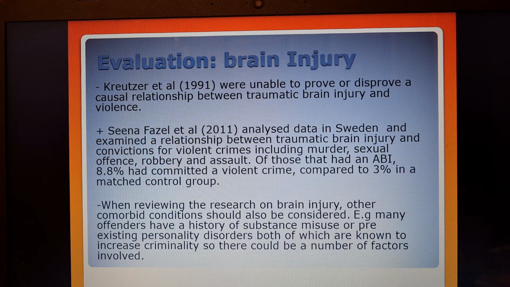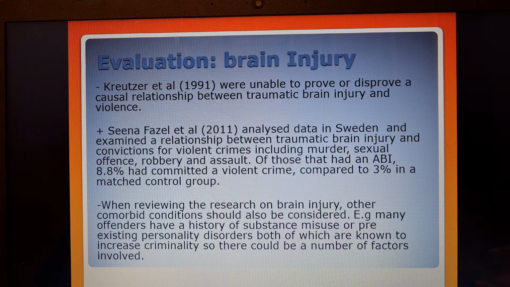Sina Faisal et al. 2011 analysed data from Sweden, and they found a relationship between traumatic brain injury and convictions for violent crime. And those crimes included things like a murder, sexual offence, robberies, and assault. And of those that had an acquired brain injury, 8.8% had committed a violent crime, compared to only 3% in the matched control group. So again, this study is evidence, because it does show that there is a link between those that had gone through brain trauma, brain injury, and violent crime.